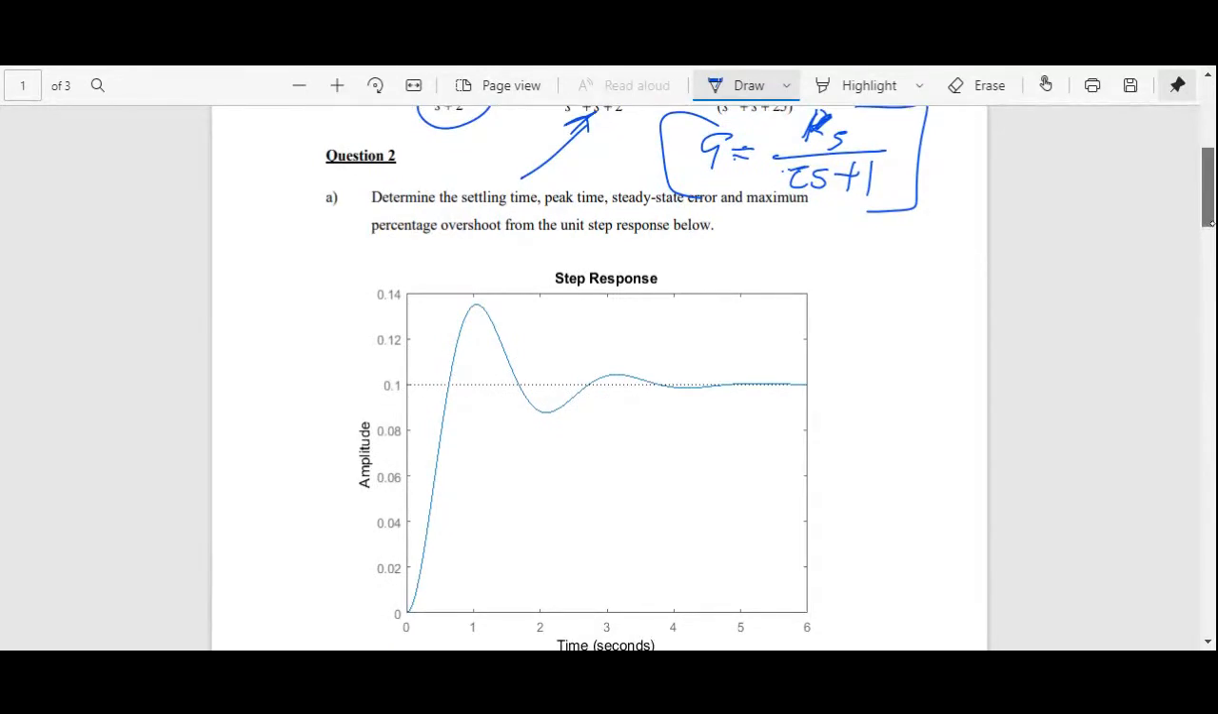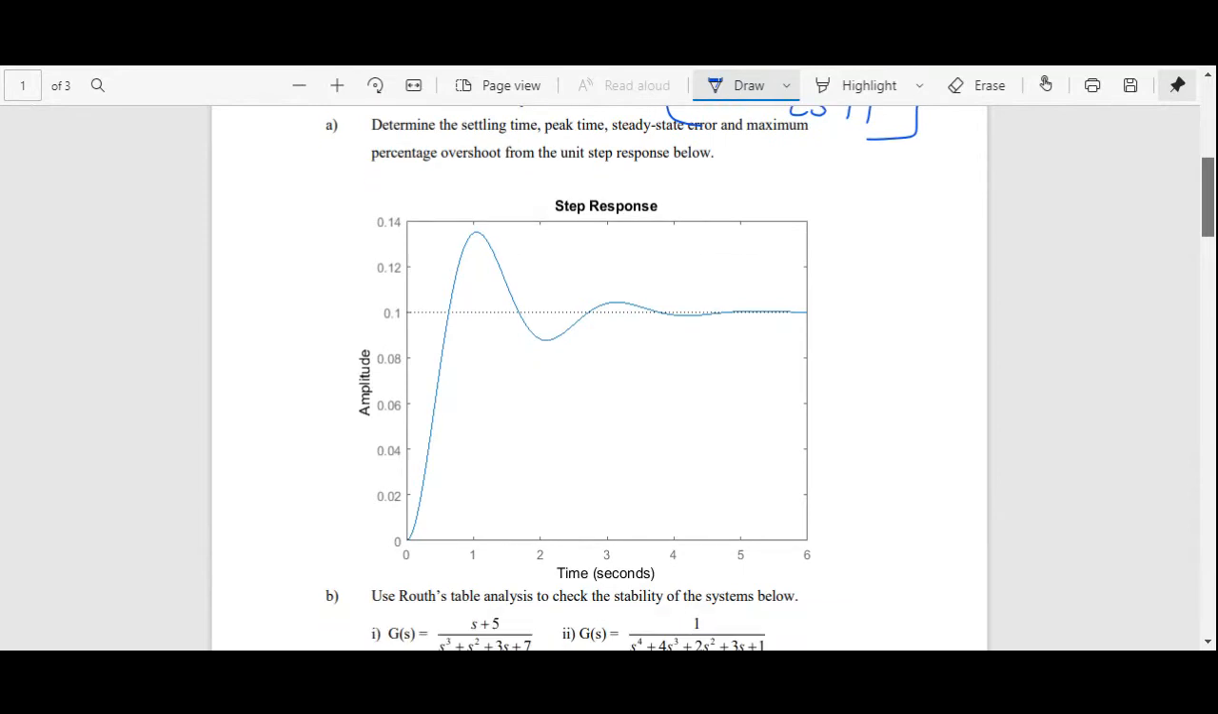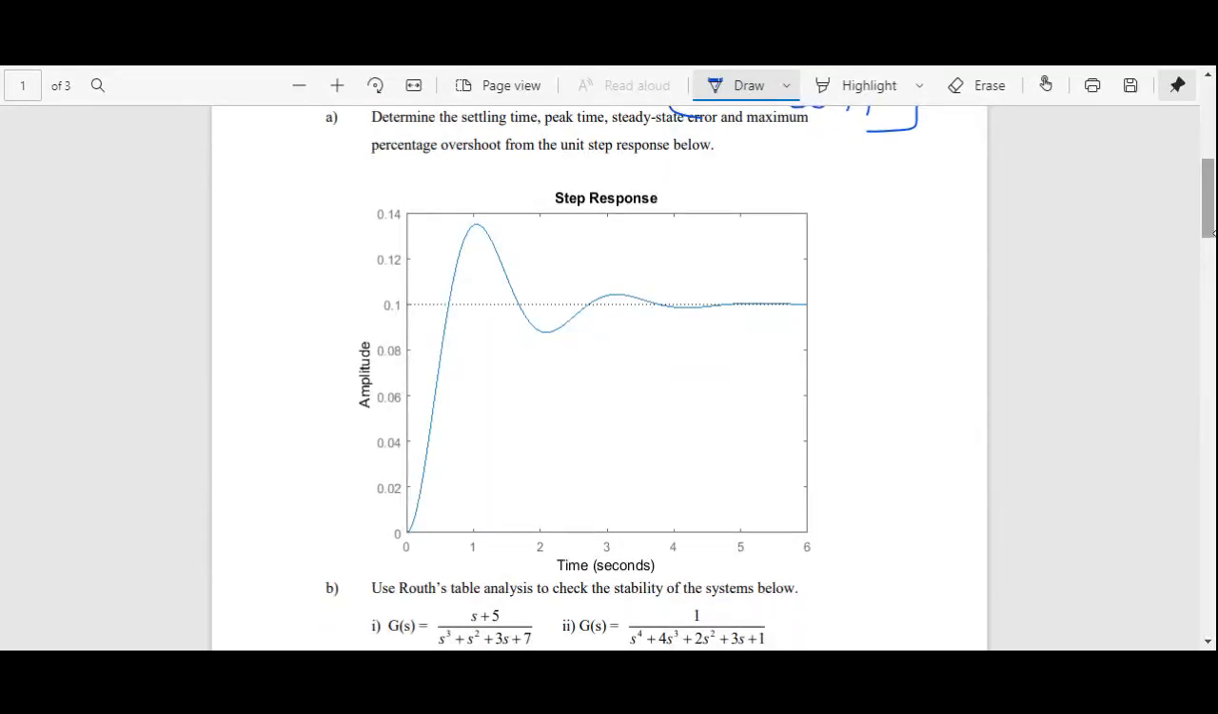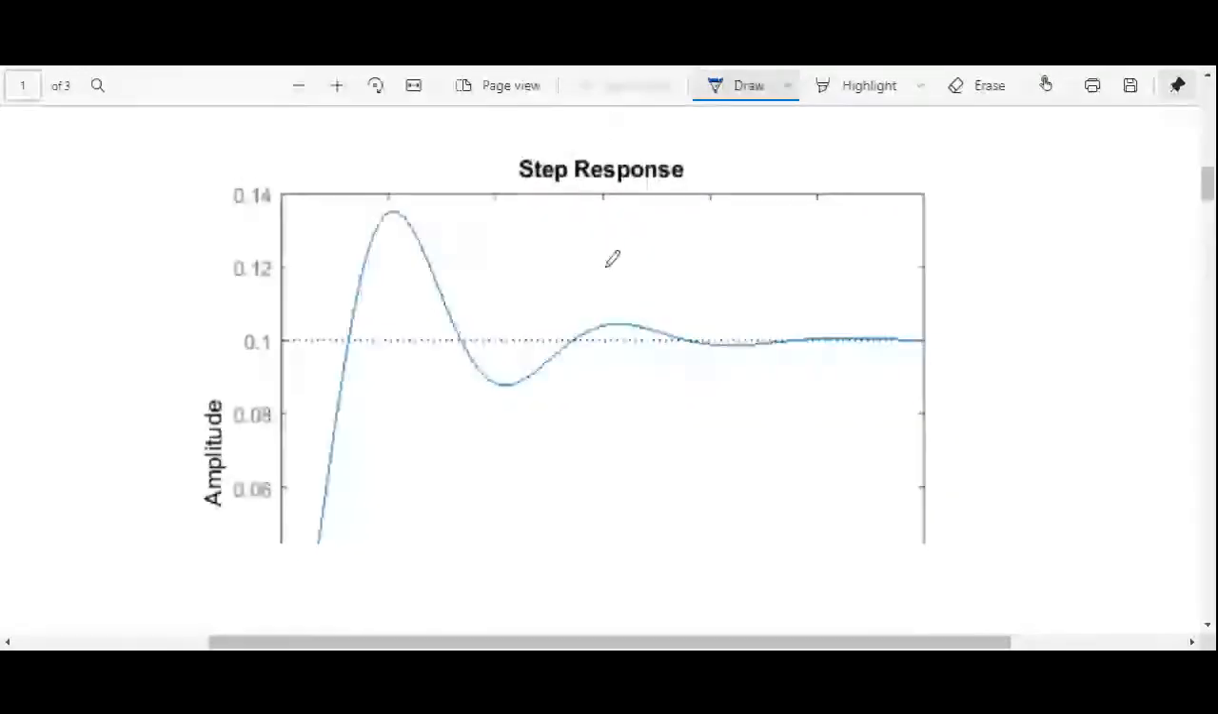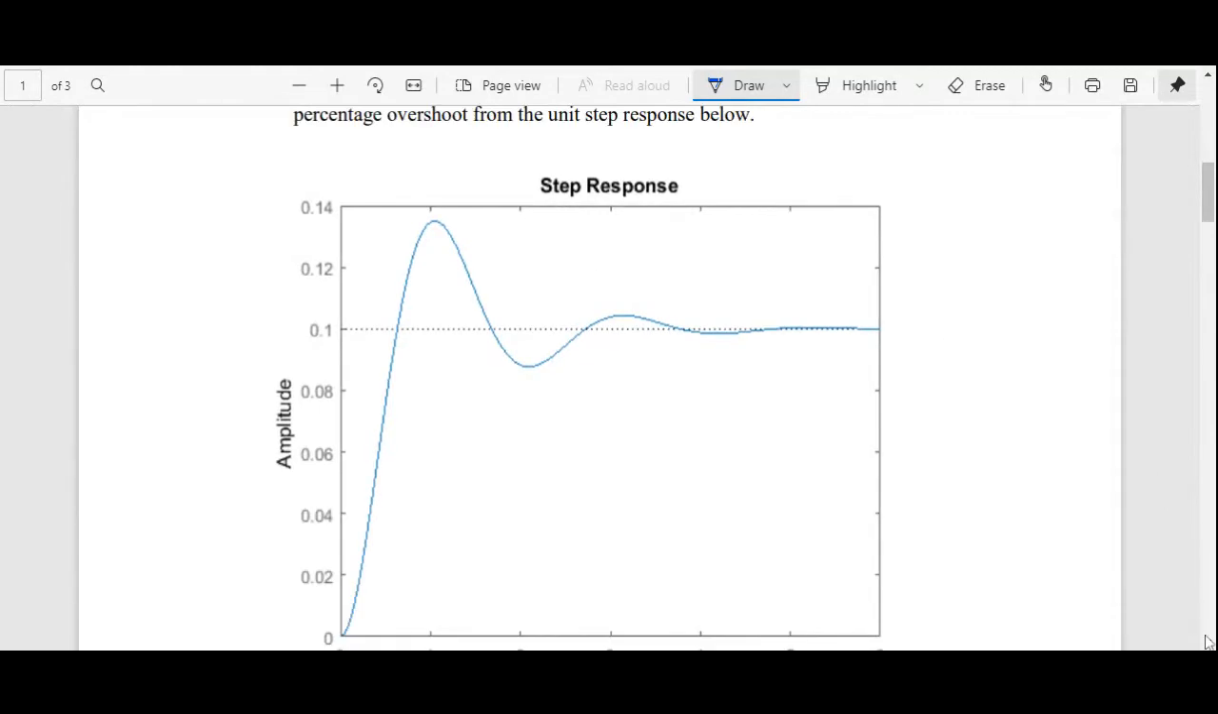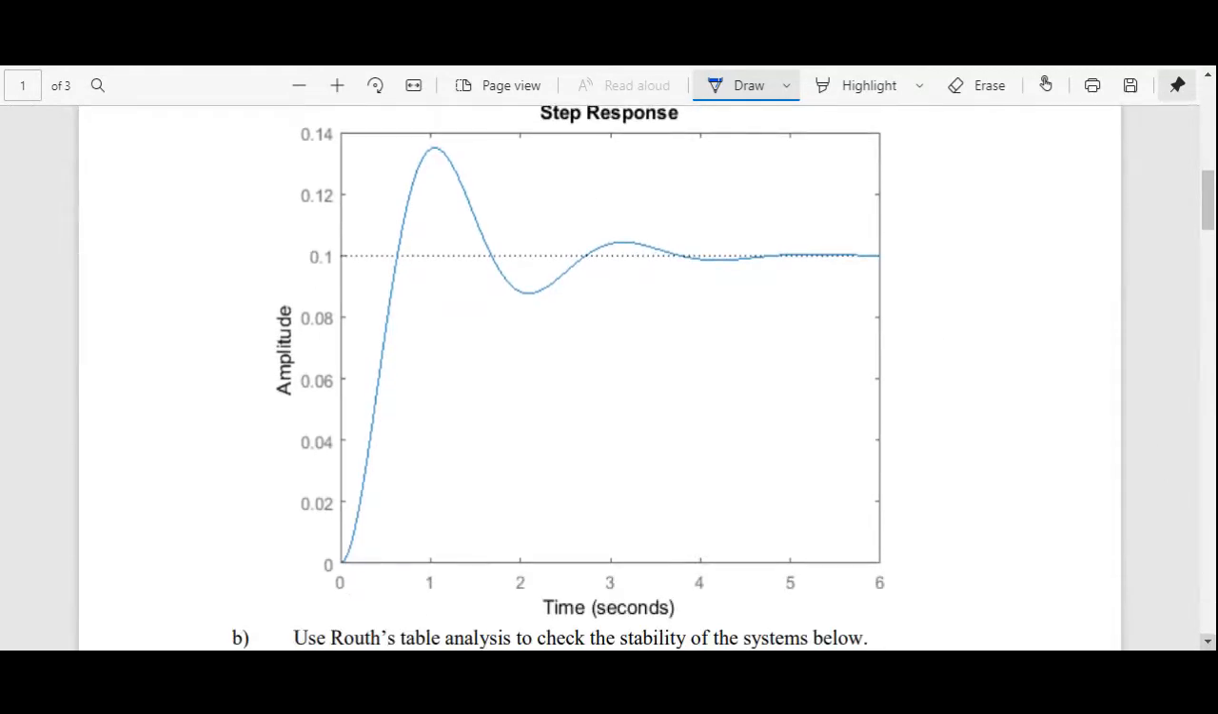Question 2 says determine the settling time, peak time, steady state error, and maximum percentage overshoot for the unit step response. I could make this interesting, but let's see. Can anybody guess the overshoot, percentage overshoot? Not guess, sorry, did I say guess? Can somebody approximate or evaluate the percentage overshoot? So would it be about 13.5%?